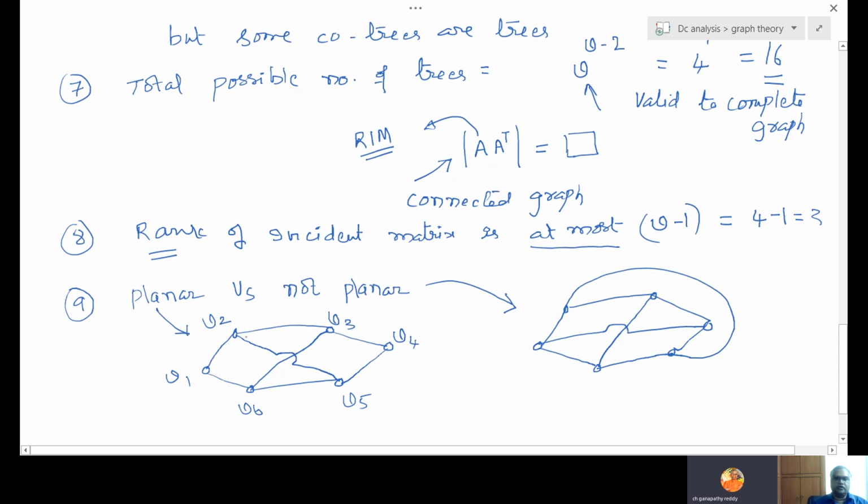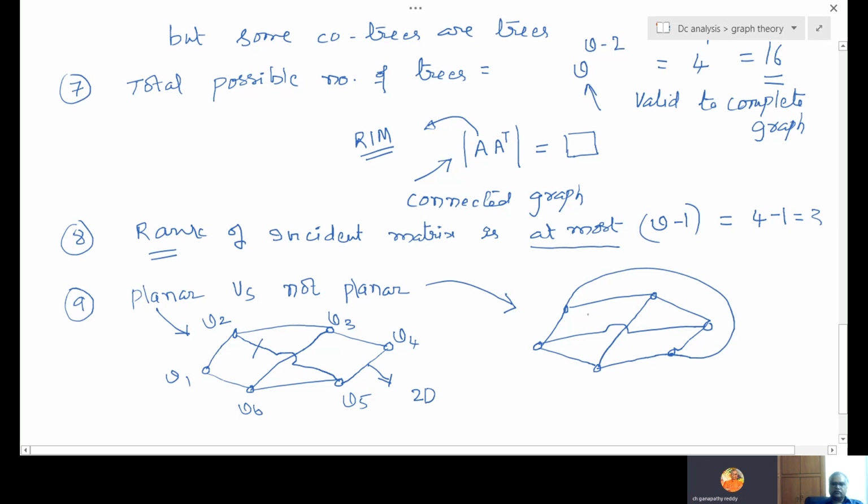So why is this planar? This flyover can be eliminated. So here there is a flyover, right? You can remove this. You can draw outside. If you draw like this, this flyover is eliminated. Planar means two-dimensional. This is like a 2D picture. Two-dimensional means x-axis and y-axis.